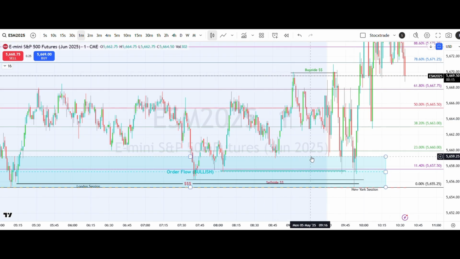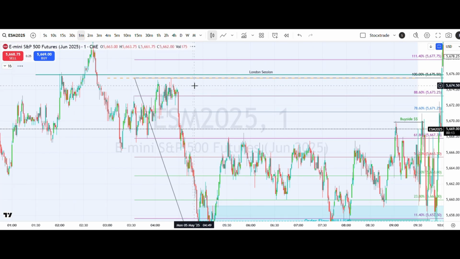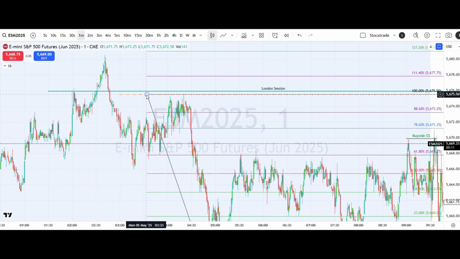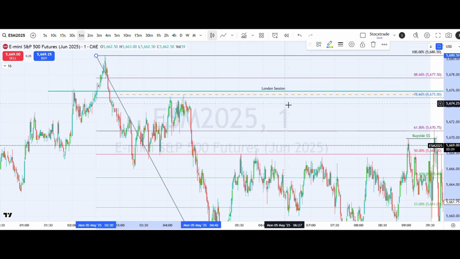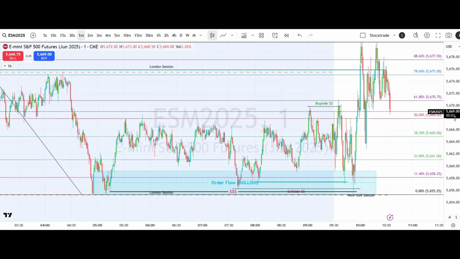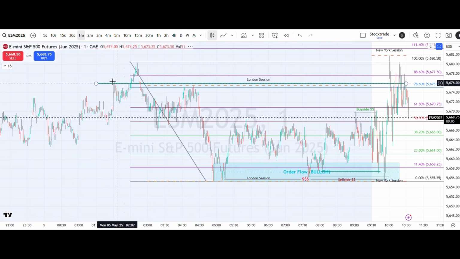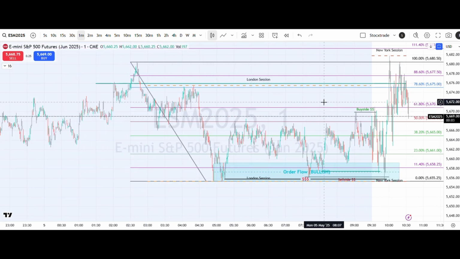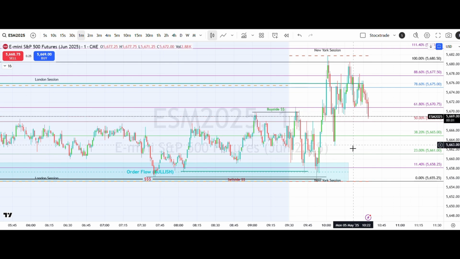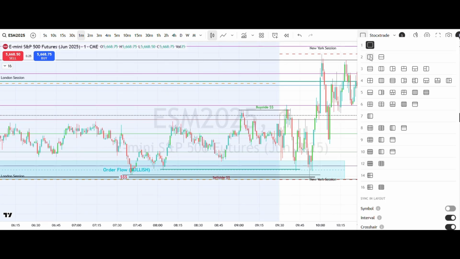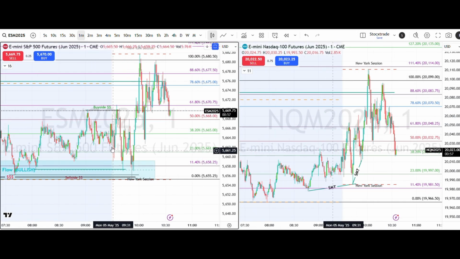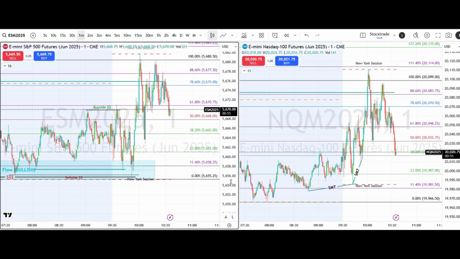During this sweeping out of liquidity, if you just go with the session levels and the Fibonacci, then the target was the second last high. This was the target, and the target hit. But before that, if you just see the NQ chart, we also had a really good divergence.